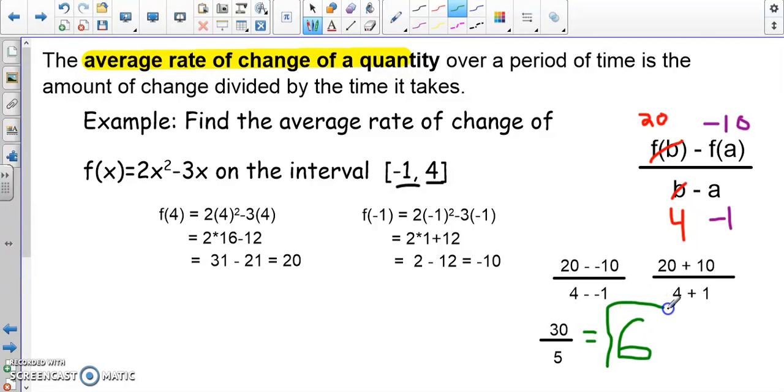Okay? So let's review the steps we took to get here. Our first step was we found f of 4. So we plugged 4 into our original equation in 2 places, and we got 20. Then we took -1 and plugged it in 2 places and got -10. So we have our 20 and our -10, all divided by 4 subtract -1. We plugged that into our equation. We remembered our negatives. That's the biggest place there's mistakes, is with the negatives. And then we simplified that to get 6. And that would be our average rate of change on that interval of the function.